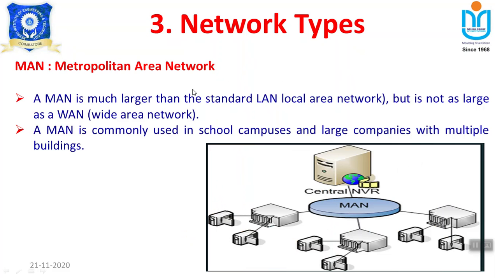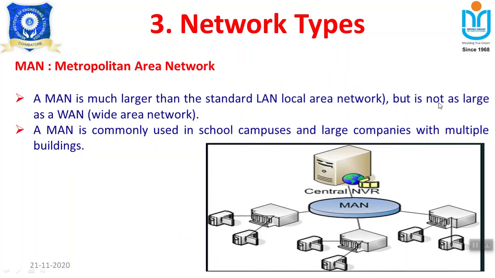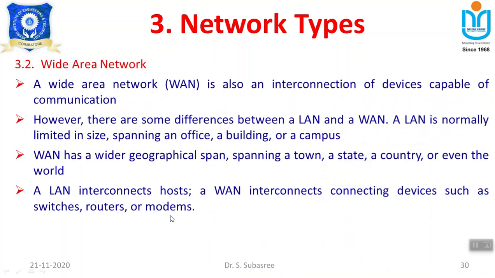The second one is the metropolitan area network. Here it is much larger than a LAN, but not larger than a wide area network. It is in between: MAN is between LAN and WAN. Here you can see, for example, we have a satellite campus: Arts College, our college, and NIT. If these three colleges are nearby and interconnected with a metropolitan area network, all the data can be stored in a centralized system. Like that we can create a school campus, and multiple buildings can be connected together by using a MAN. It is a little bit advanced level of LAN.